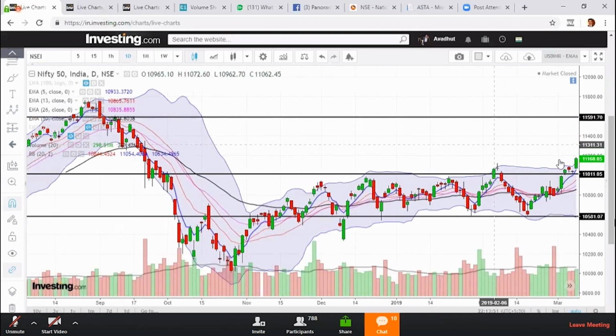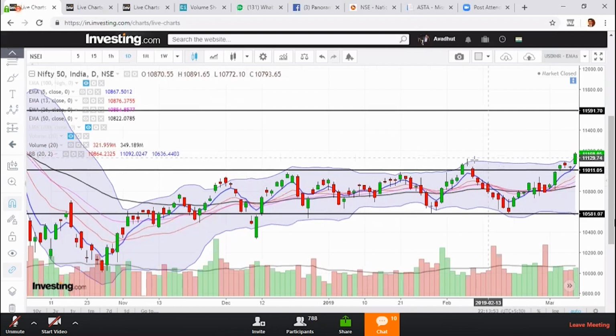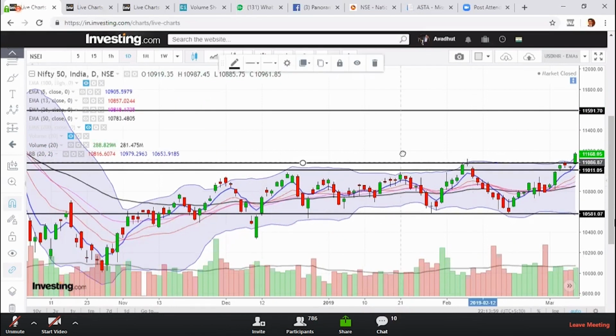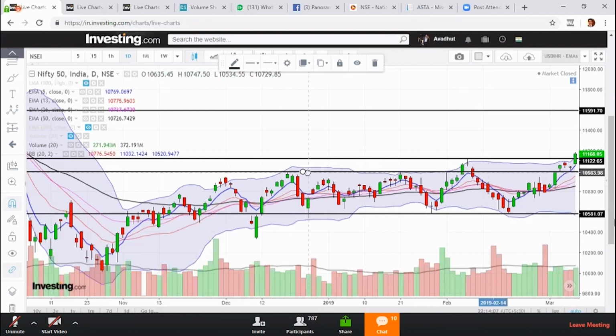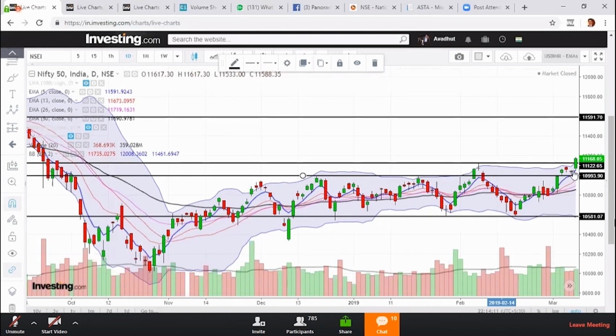There is a Bollinger challenge here, taking out two major supports, taking out two major resistances. This resistance was broken here, even this was broken here. So this challenge was a great opportunity to buy.